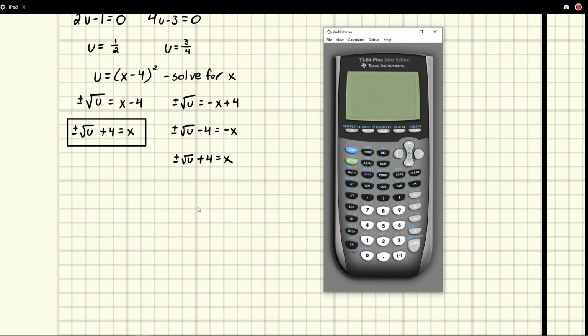So now we can plug our u values in. So for u is 1/2, we could plug that right in. And we'll take the positive version first.